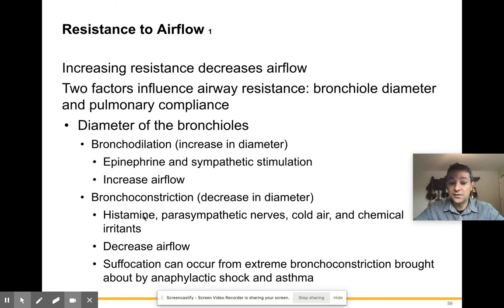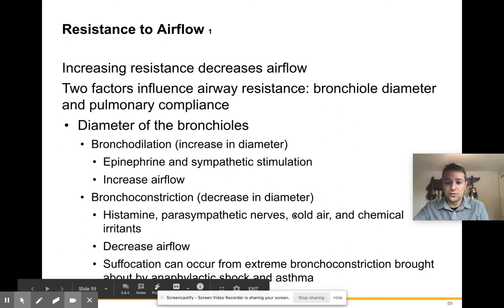Things that cause that are histamines, right? Histamines are chemicals that could cause allergies. When you are allergic to pollen or dust or ragweed or something like that, your body will produce histamines, which will constrict the airflow in your lungs. So what do you do? You take an Allegra, you take a Claritin, you take any other type of allergy medication, and usually what's in allergy medications? Antihistamines.